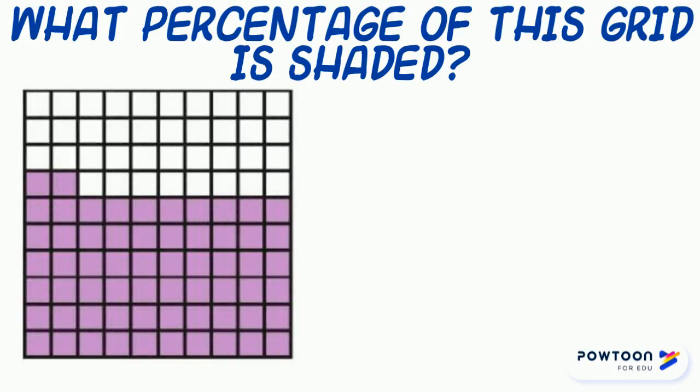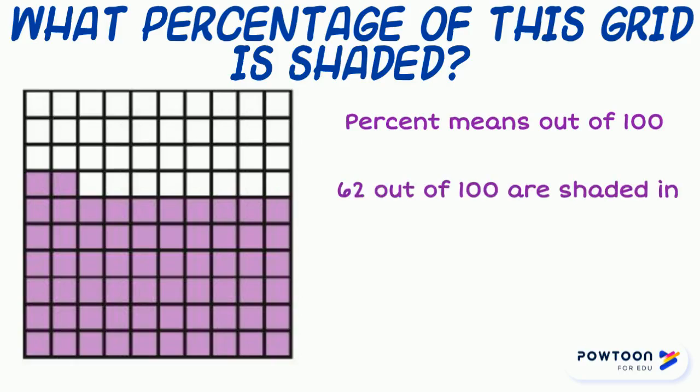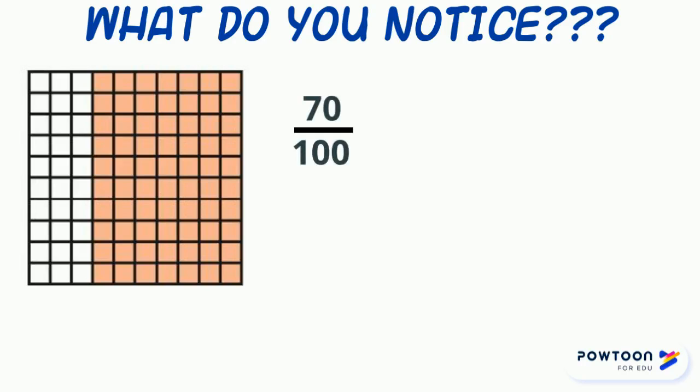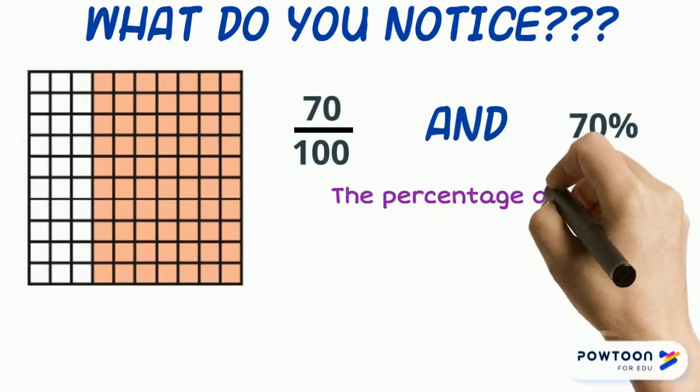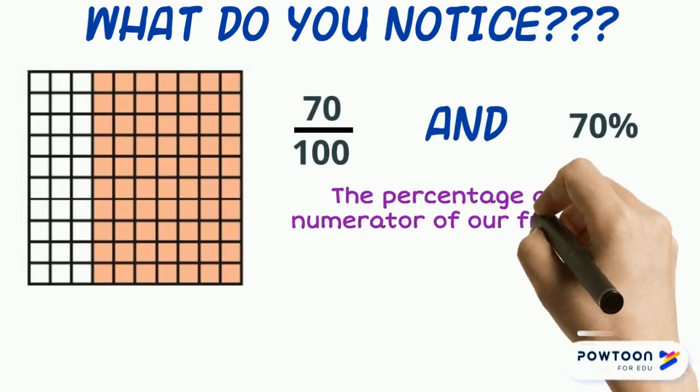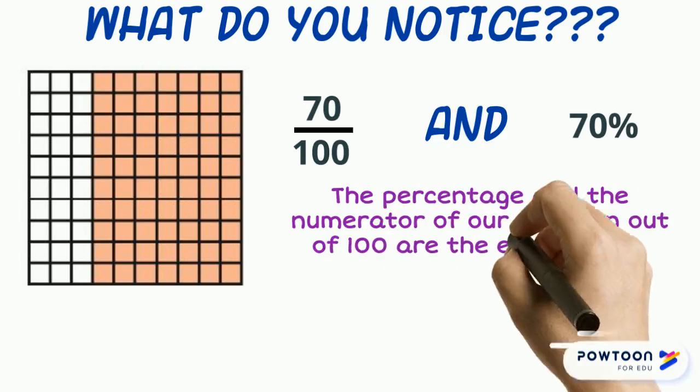Last example of the shaded grids. So we've got 62 squares shaded in. That means that we're looking at 62% because it was 62 out of 100, and that's what percent means. We use this grid where 70 squares are shaded in to write it as a fraction out of 100 as well as a percentage. So you should notice that the percentage and the numerator of our fraction out of 100 are the exact same.